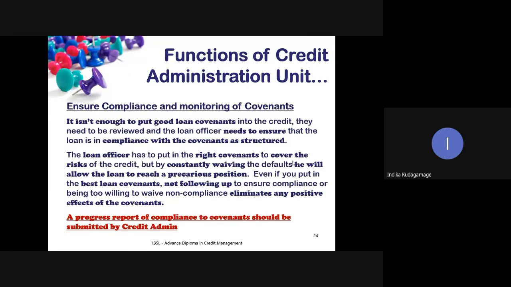When the business line alone is doing it, we know the customer, we call. If it is not happening, we are not doing anything. So covenant monitoring is a very, very important thing. Without monitoring the covenant, there is no point putting the covenants, because covenants were given to maintain the risk profile. Right? A progress report of compliance to covenants should be submitted to credit admin. So whenever there is a lapse in a covenant, we have to update it and send it back to CAU.